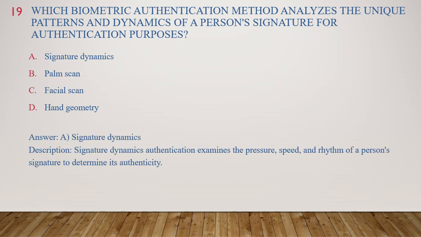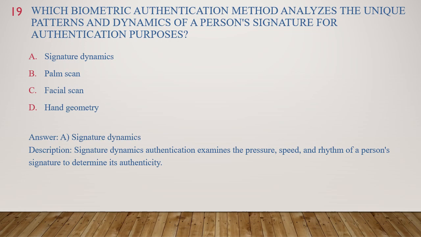Signature dynamics. Here's why. Signature dynamics. This method analyzes the way a person signs their name, focusing on aspects like pen pressure and speed, stroke direction and angles, rhythm and timing, overall shape and consistency, acceleration and deceleration patterns. Palm scan. This method captures and analyzes the unique patterns of blood vessels in the palm of the hand. It doesn't involve signature analysis.